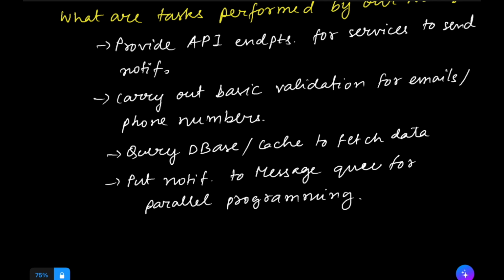The notification server provides functionalities like API endpoints. It carries out basic validation of the user IDs, email or phone numbers, etc. It queries the database or cache to fetch the data, in case the notification delivery has failed and we need to resend the notification. So this is basically what we use.